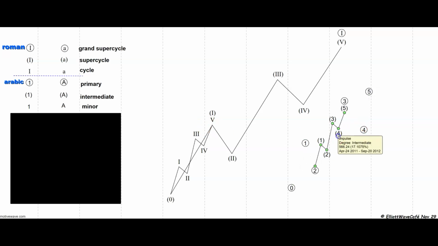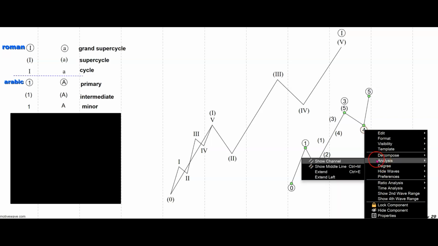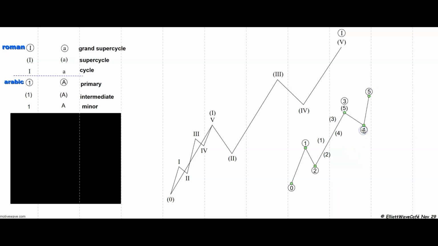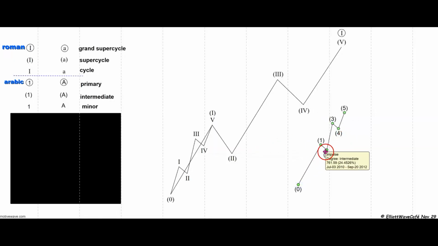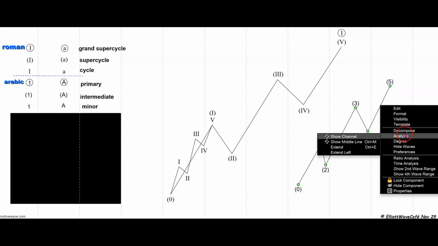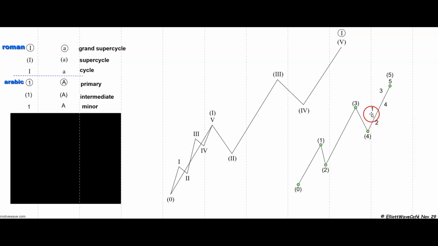And now if I'm taking this, let's delete the big one. Again, same thing. I'm going to delete this. We're not going to remove the child waves. We're going to leave those. And this is the intermediate degree. As I work through that, let's just do wave 5 on this occasion, right? We're going to decompose that and do it as an impulse. And you'll see you're going to get into the minor. So this is the numeral, right? 1, 2, 3, 4, 5, which is this degree in here. So we're going from minor to intermediate to primary to cycle to supercycle to grand supercycle.